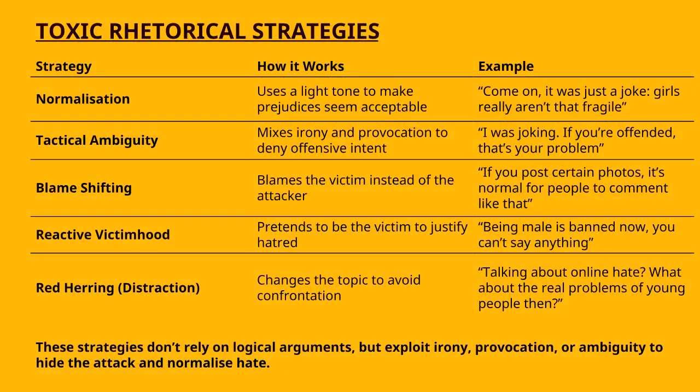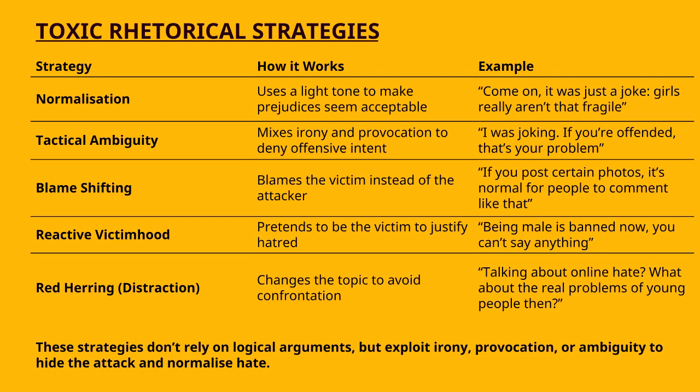What are toxic rhetorical strategies, and how do they keep misogynistic and sexist hate speech in play? Unlike logical fallacies, these moves don't try to win by logic; they lean on tone, irony, and ambiguity to hide the attack and make it feel acceptable. With normalization, a light or jokey tone presents hate speech as ordinary. If it's just a joke, the attack is reframed as harmless and anyone objecting is cast as humorless. This lowers the threshold for concern, recasts norms as oversensitivity, and turns repetition into background noise, so hate speech blends into everyday banter and becomes harder to call out.